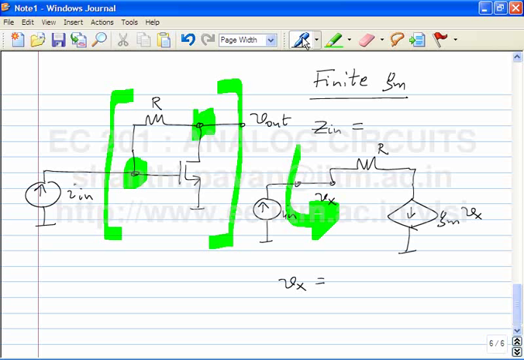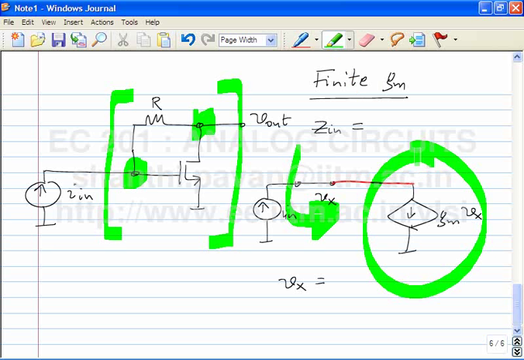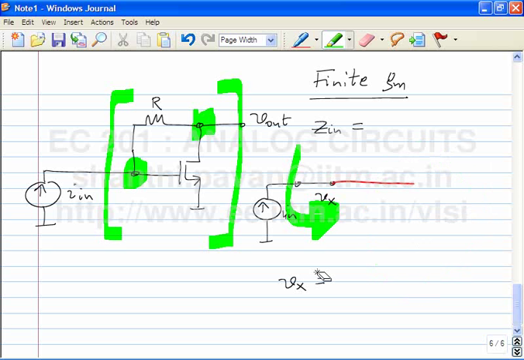Why is it In by Gm? This resistor R is in series with the current source. In other words, anything in series with the current source can be removed. It's equivalent to having this. So what is Vx now? What is this equivalent to? This is equivalent to a resistor of value 1 over Gm.